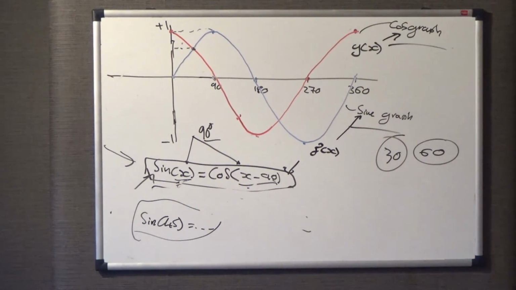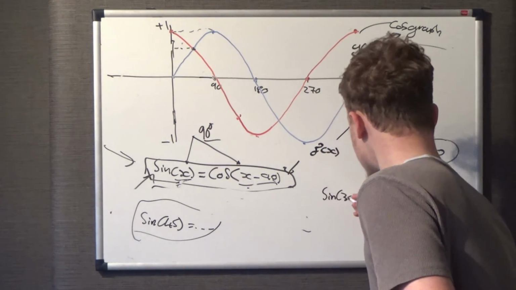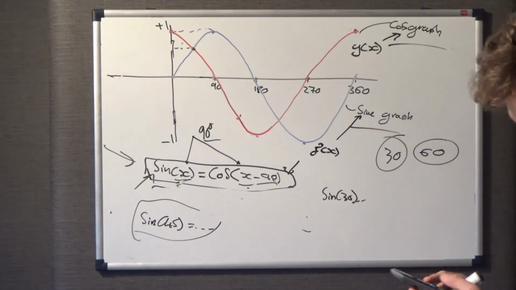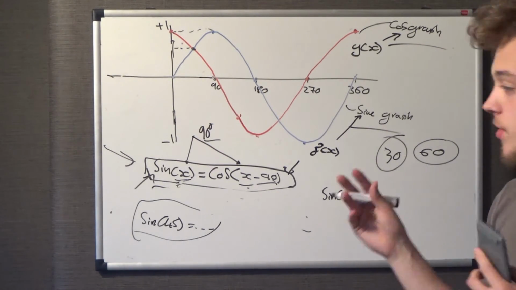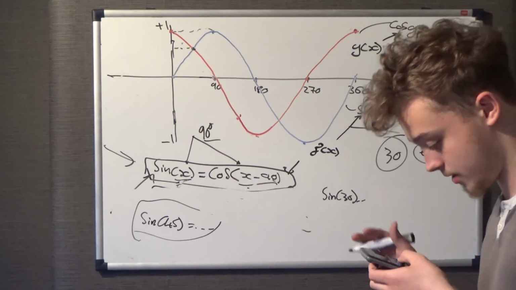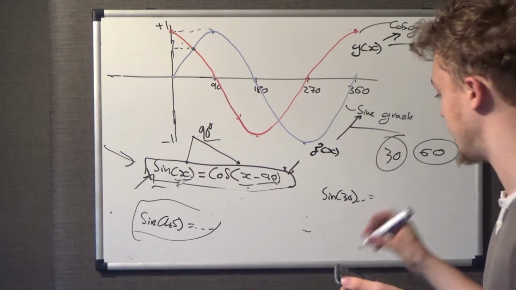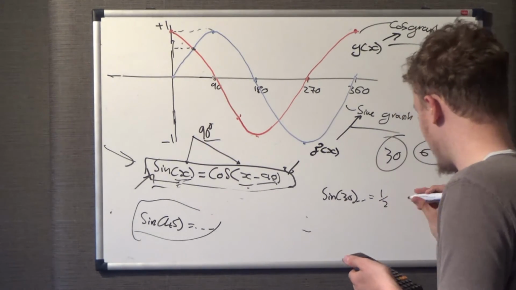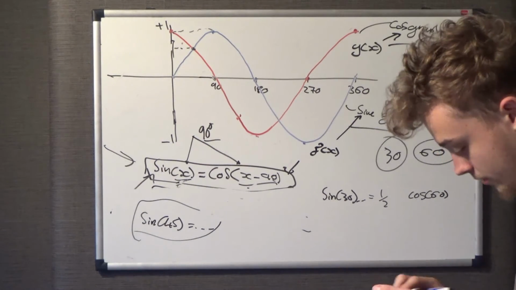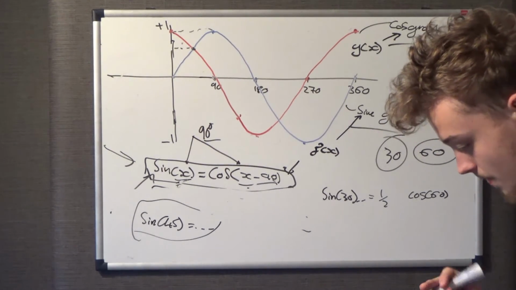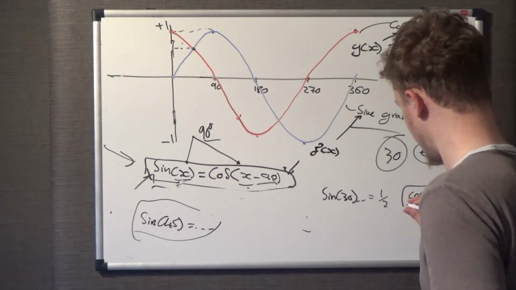I'll go with my first example. Sine of 30. Put that in your calculator. I'm doing that, just for the principle, in degrees. Sine of 30, we get a half. Cos of 60, we get a half. So that's an example there.